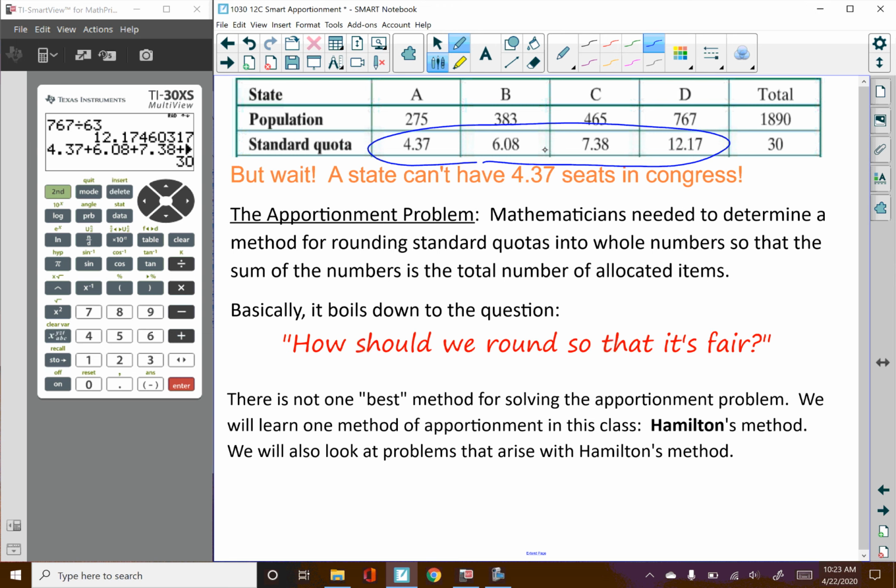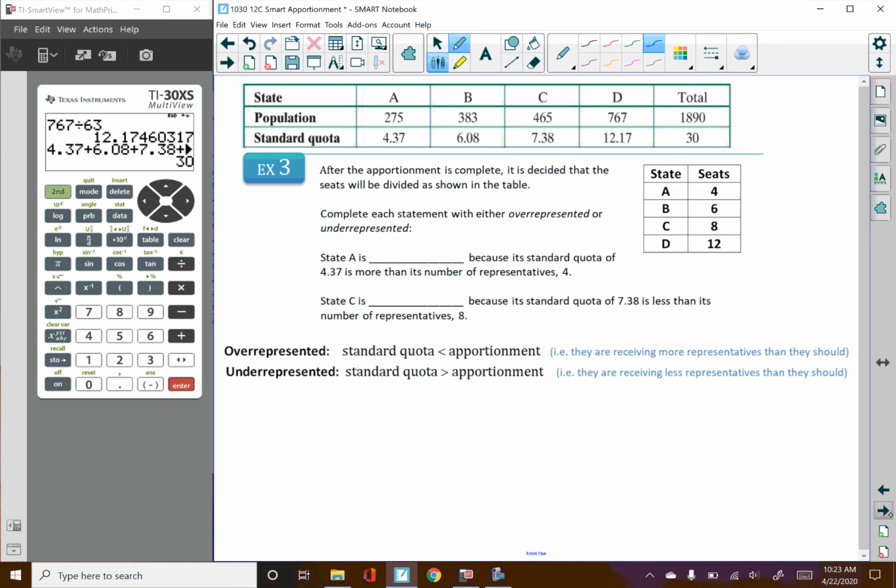There isn't one best method for the apportionment problem. Sometimes people will think, oh, well, obviously this is how it should be done. But there's actually pretty good arguments for each of the different methods. In this class, we only are learning one method, which is called Hamilton's method. And then we're going to look at one of the problems that arises with Hamilton's method, because all of the different apportionment methods have their own sort of problems.